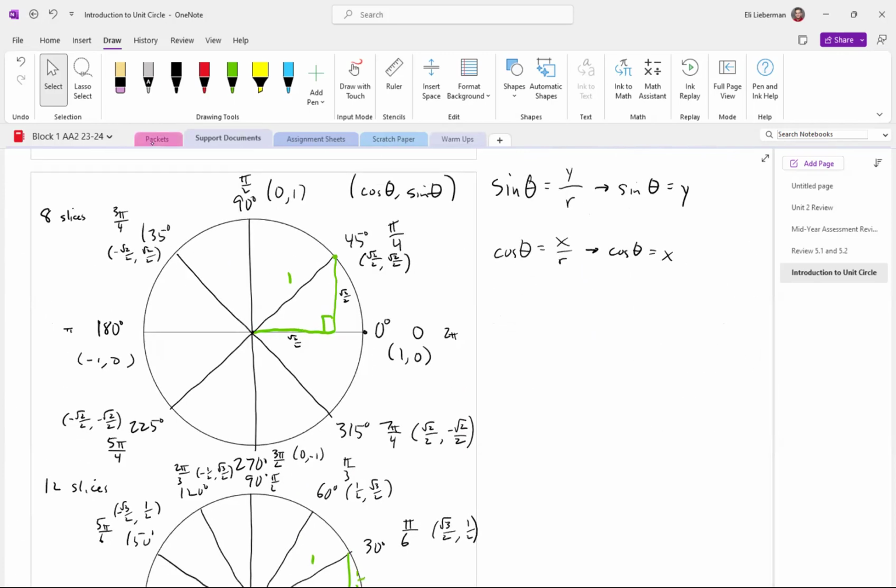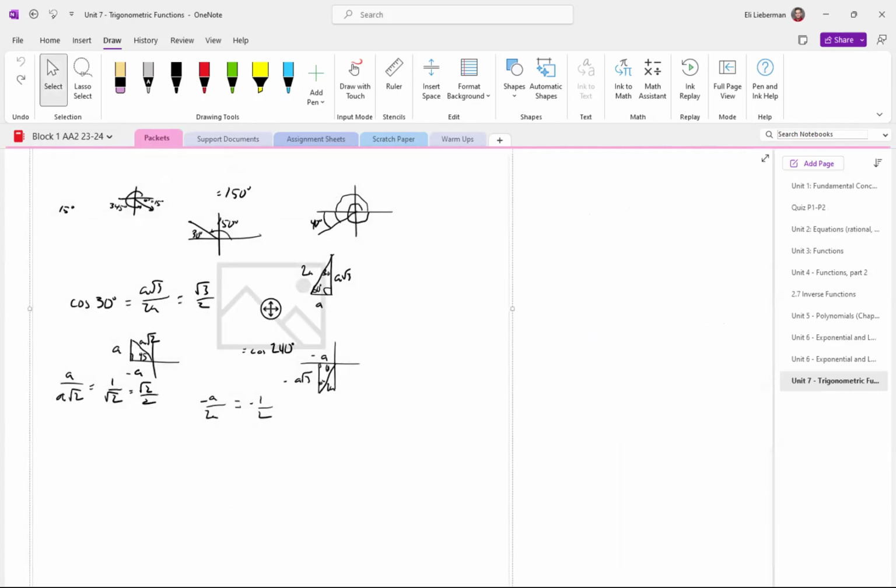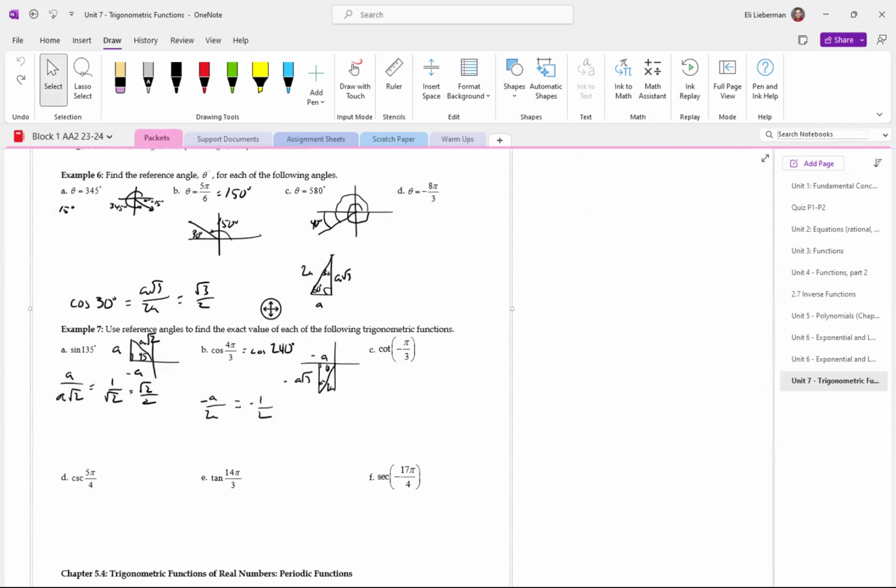So let's go back to the packet. Last time we worked on the packet, we were working on these problems. And it was difficult. It was pretty annoying too. Let's do these in the context of the unit circle though. Sine of 135. You may want to have the work that you did today out so you can reference it quickly. 135 is right here.